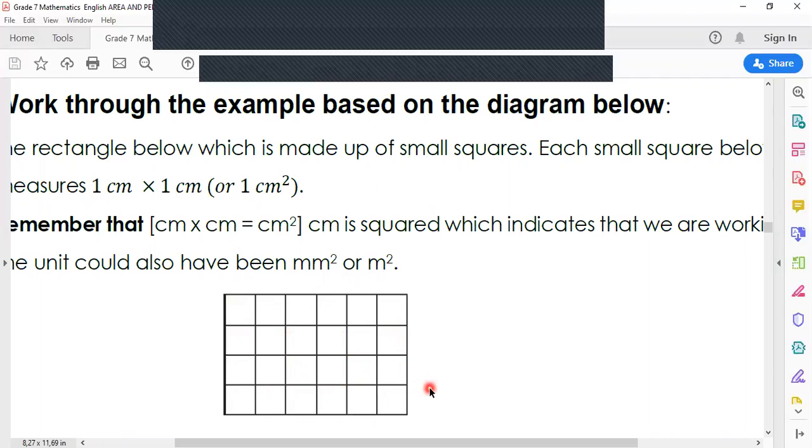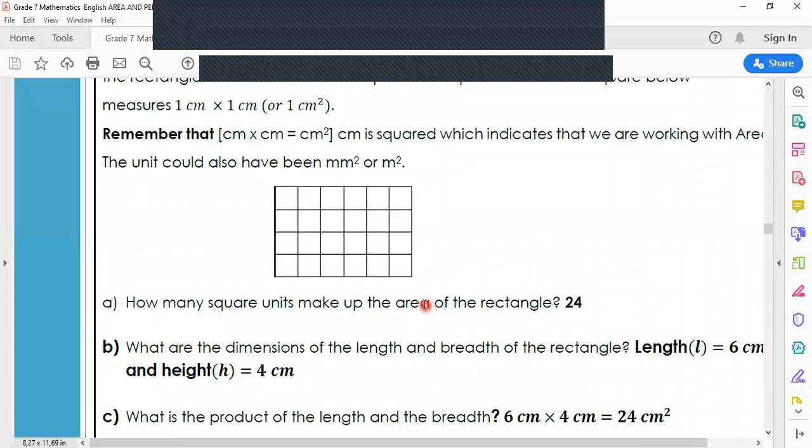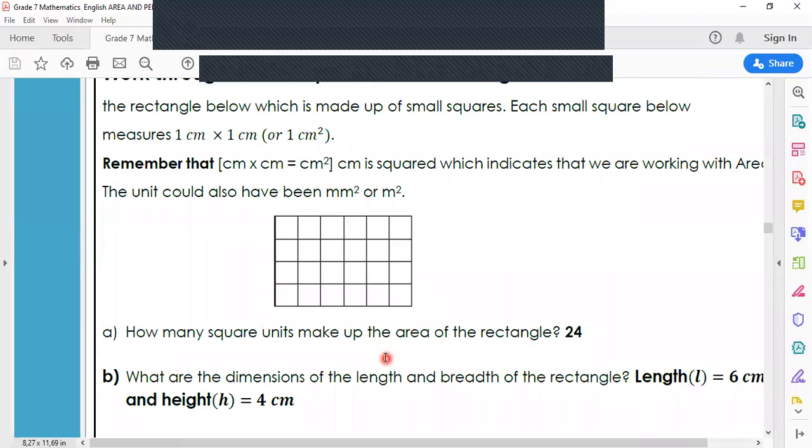Okay, so what is the other way that we can find it out? Instead of counting all those blocks, we can actually go and count 1, 2, 3, 4. So the breadth is 4 centimeters or blocks or whatever. And we've got 1, 2, 3, 4, 5, 6. So we've got 6 length. Okay. So the length is 6 and the height or the breadth is 4.